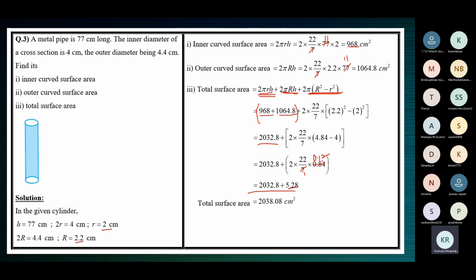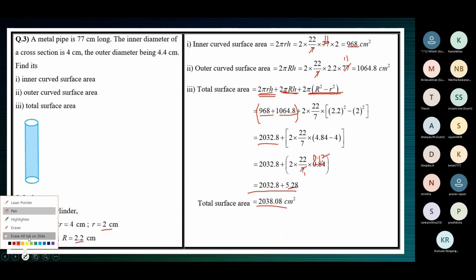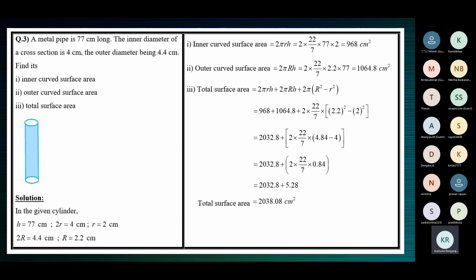And the sum is this. So the total surface area is 2038.08 centimeters square. You just have to be a little careful while calculating.